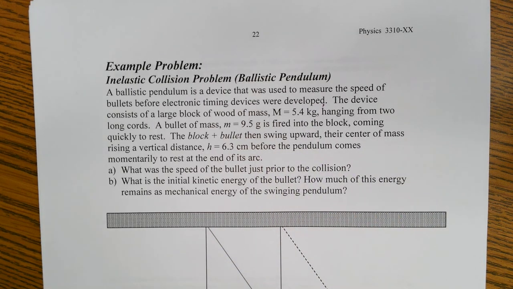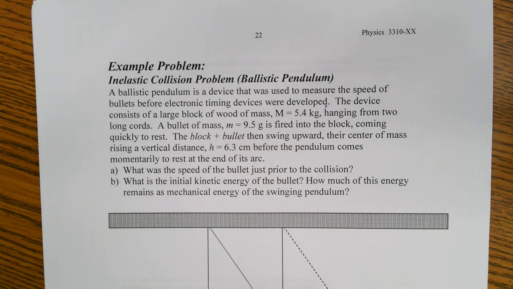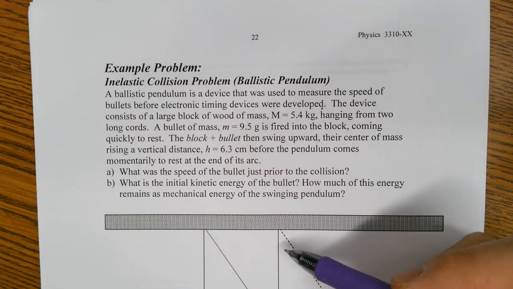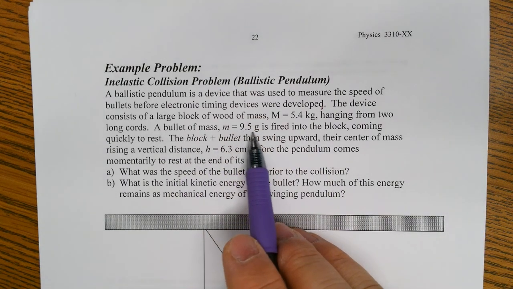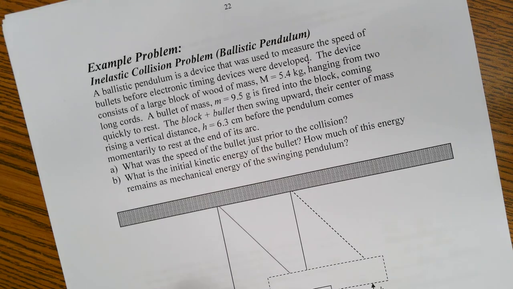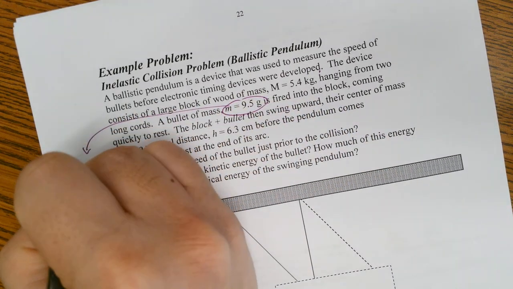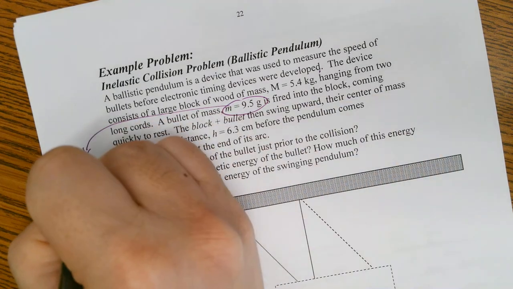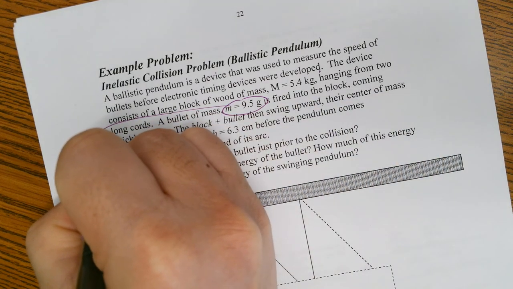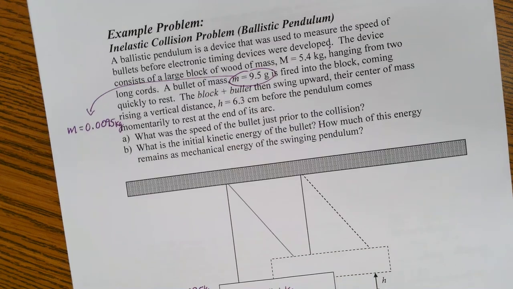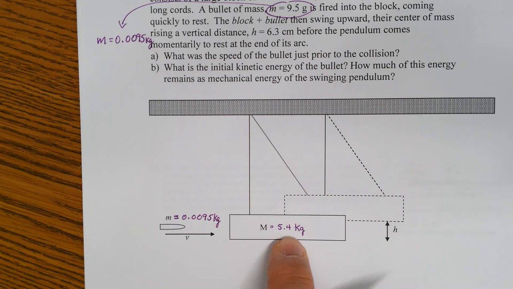So this mass here is equal to 5.4 kilograms, hanging from two long cords. A bullet of mass 9.5 grams, so this is a really small bullet. Now, 9.5 grams has to be converted into kilograms, so the mass itself is 0.0095 kilograms. Well, that's pretty tiny compared to this big mass.